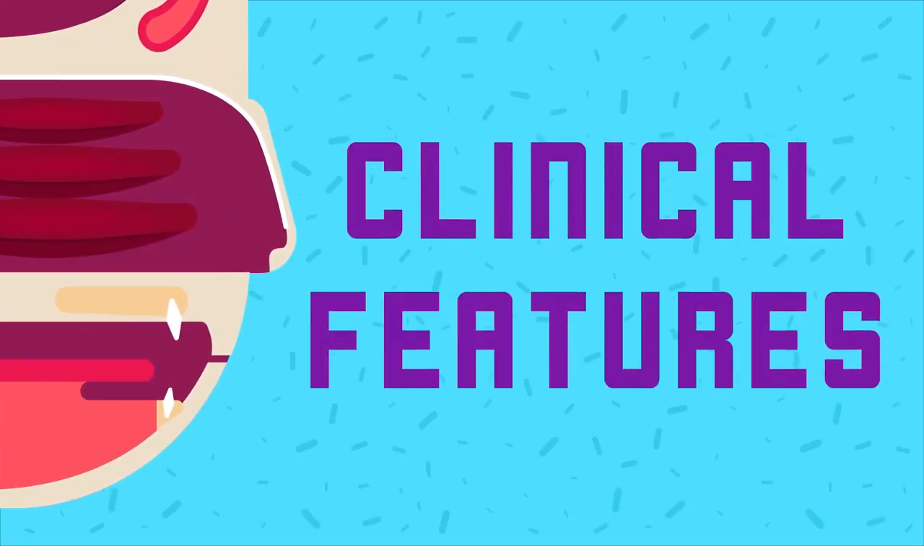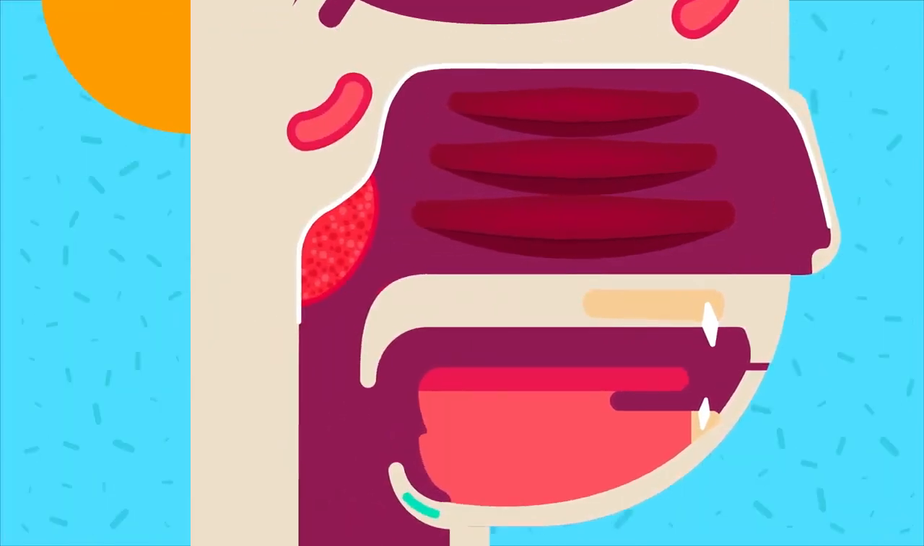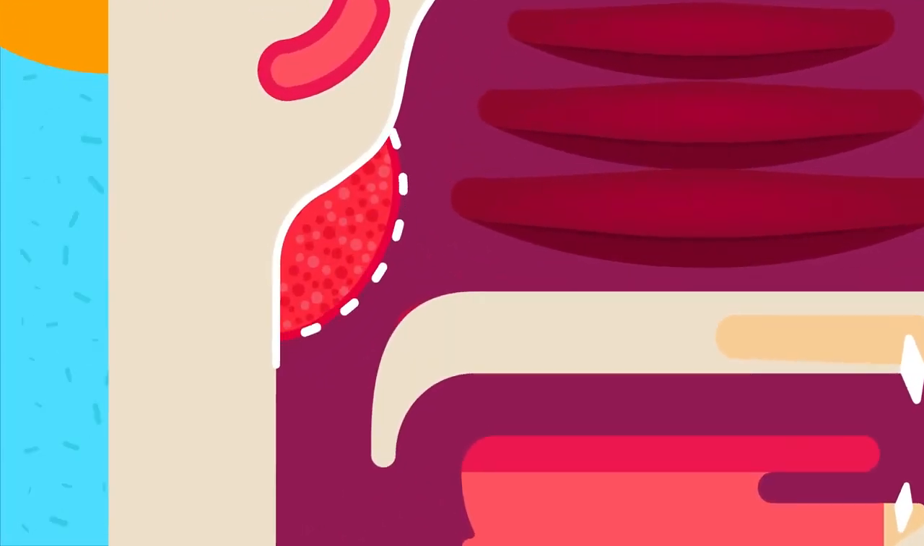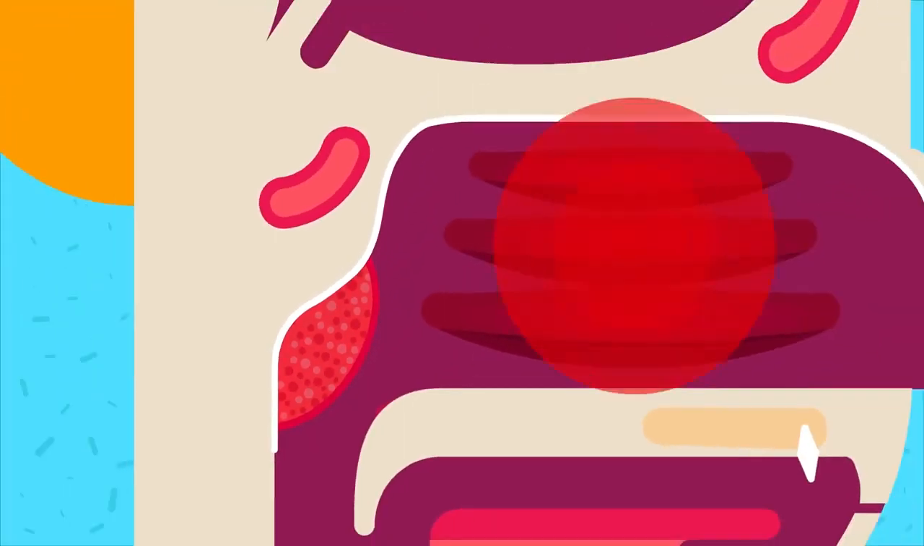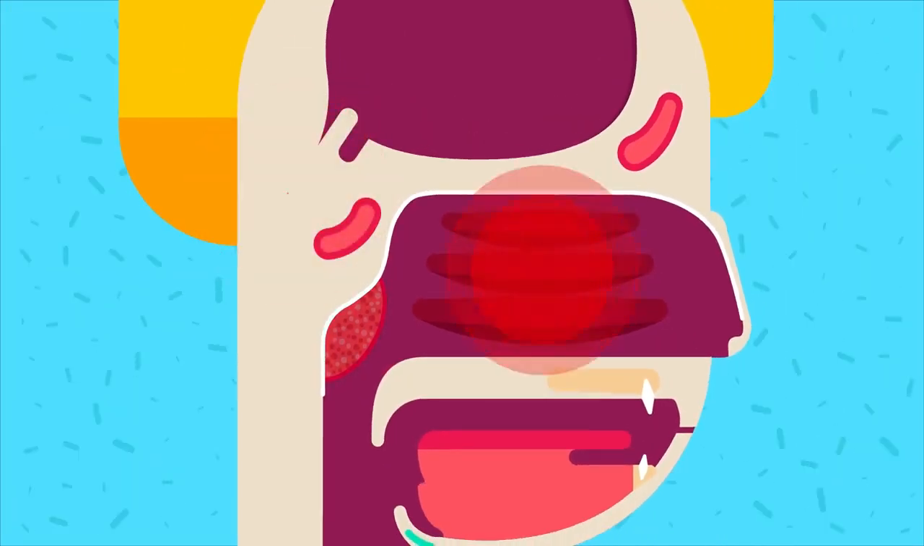Clinical features. Symptoms and signs depend not merely on the absolute size of the adenoid mass, but are relative to the available space in the nasopharynx. Enlarged and infected adenoids may cause nasal, oral, ear, or general symptoms.